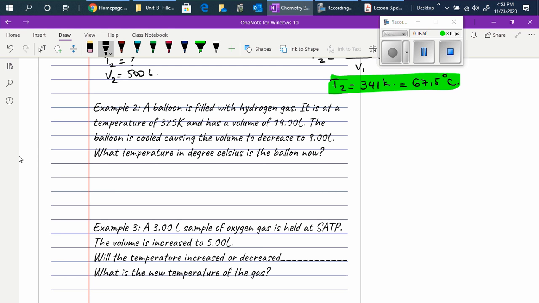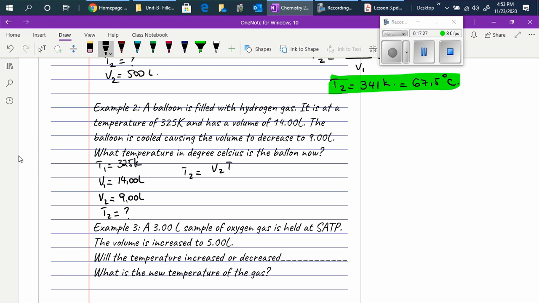Now, a balloon is filled with hydrogen gas at a temperature T1 equals 325 Kelvin and has a volume of 14 liters. The balloon is cooled, causing the volume to decrease, V2 of 9.0 liters. What is the temperature in degrees Celsius? Okay, so now you are expecting that the temperature will be lower, and that our calculations will prove it.